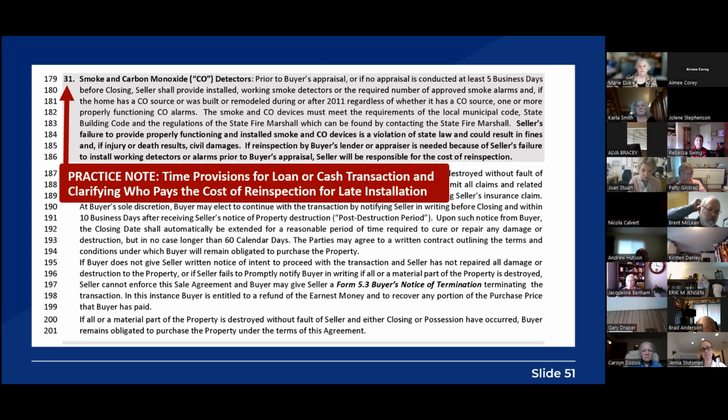And the inspector has to go back, the appraiser has to go back, the seller's going to pay for it. If reinspection by buyer's lender or appraisal is needed because of seller's failure to install the working detectors, seller will be responsible for the cost of reinspection. Right up front, do it. It's in everybody's best interest to make sure that you have good functioning smoke and carbon monoxide detectors.